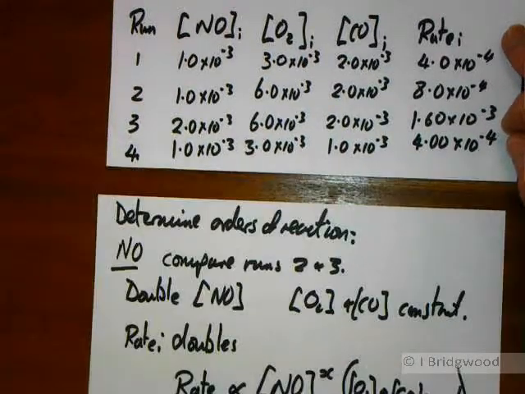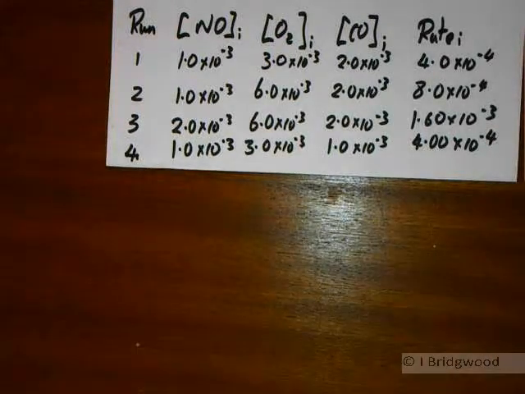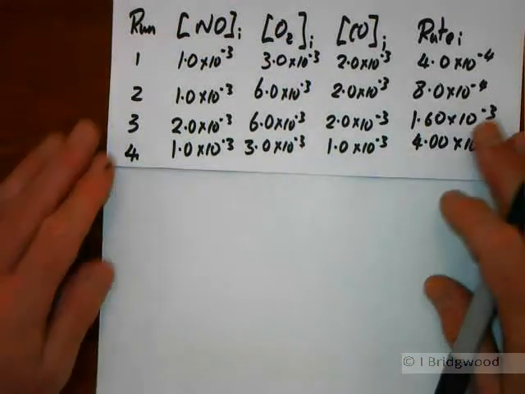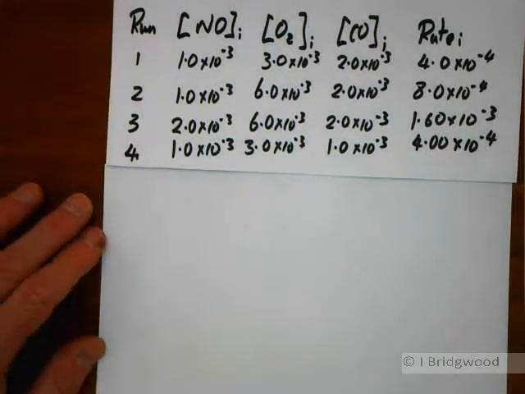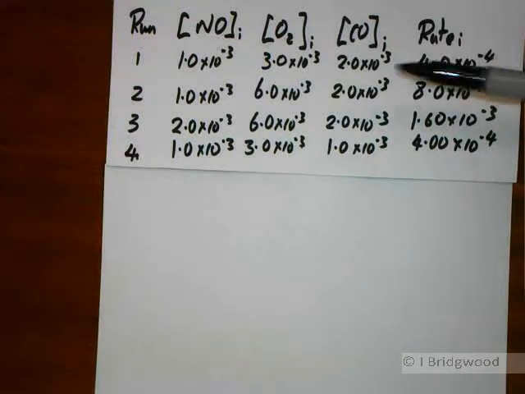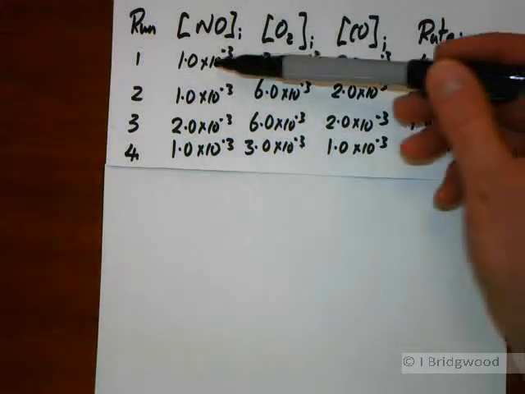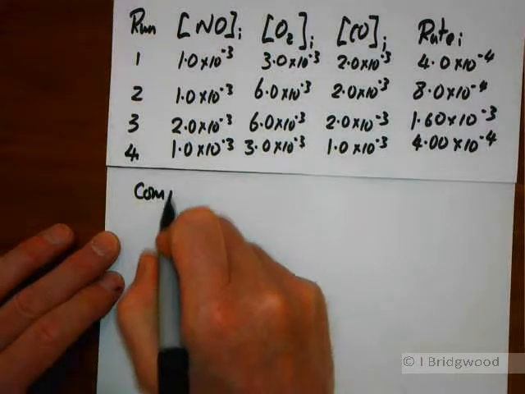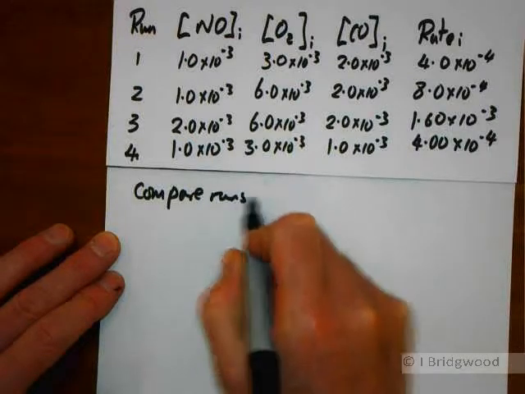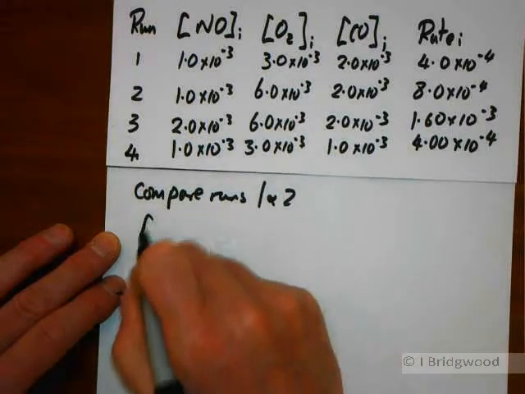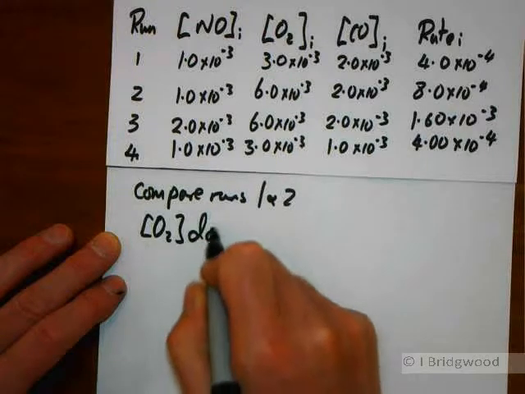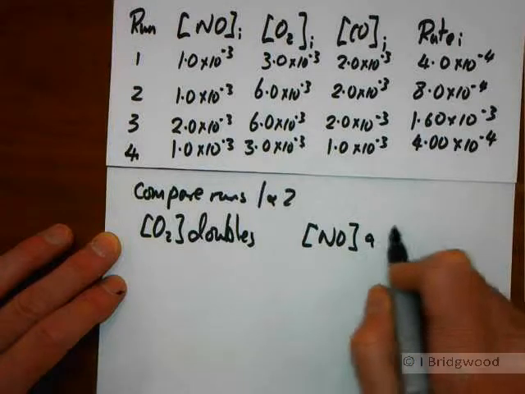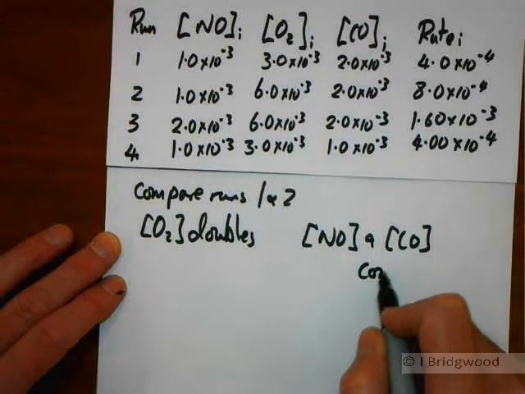So, now let's consider oxygen. Now here we need to compare two different runs. You'll notice runs 1 and 2 follow for this. You can see that if we compare runs 1 and 2, the concentration of O2 doubles and the concentration of NO and carbon monoxide are constant.